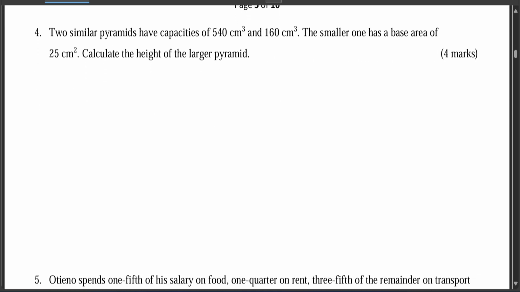Question 4. Two similar pyramids have capacities 540 cubic centimeter and 160 cubic centimeter. Okay, the smaller one has a base area of 25 centimeter square. Calculate the height of the larger pyramid. So very easy. So to calculate the height, it means that you need to have linear scale factor.